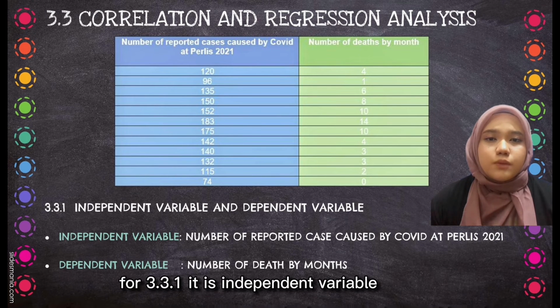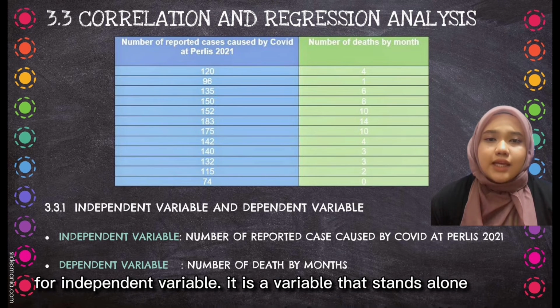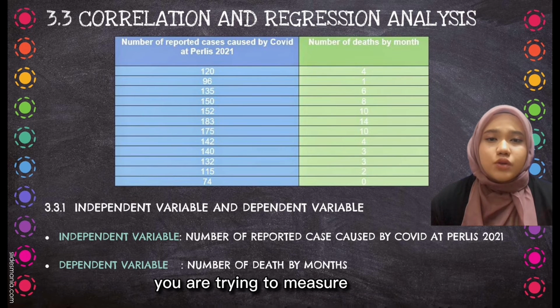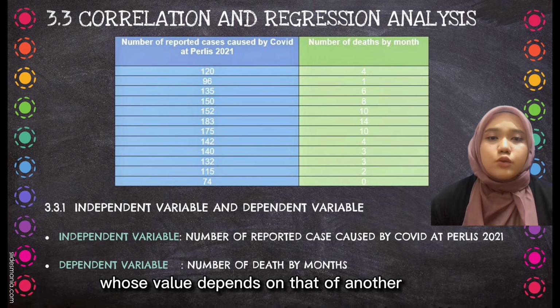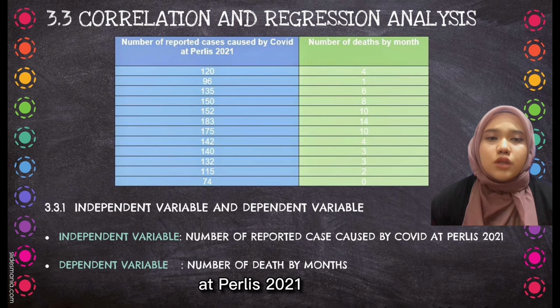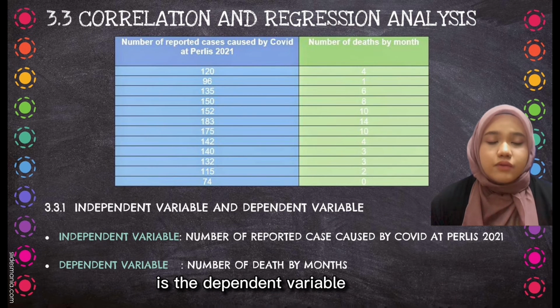For 3.3.1, it is independent variable and dependent variable. An independent variable is a variable that stands alone and isn't changed by the other variables you are trying to measure, while the dependent variable is a variable whose value depends on that of another. Here, number of reported cases caused by COVID at Perlis 2021 is the independent variable, while number of deaths by month is the dependent variable.